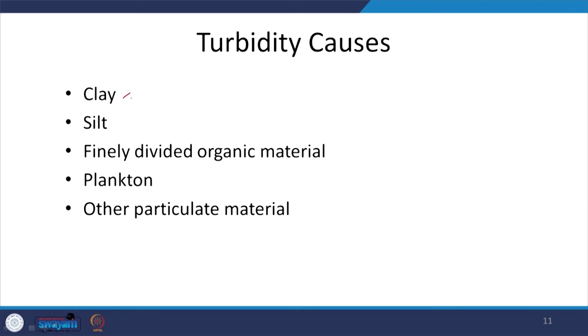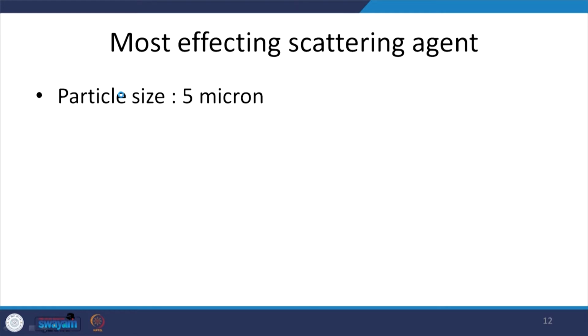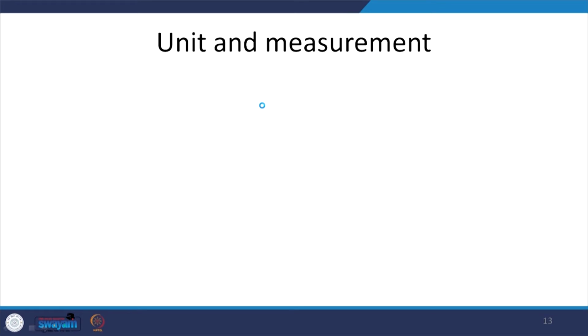So what are the causes? It can be inert like clay, silt, and some organic matter which is not inert. It can be plankton, it can certainly be pathogens. Some pathogens and other particulate matter. So on organic or especially on particulate matter or on clay, you can have pathogens thriving. So that's one other aspect to be aware of. The most effective scattering agent size is 5 microns, as I mentioned earlier, and this size closely matches with the size of pathogens, I believe.